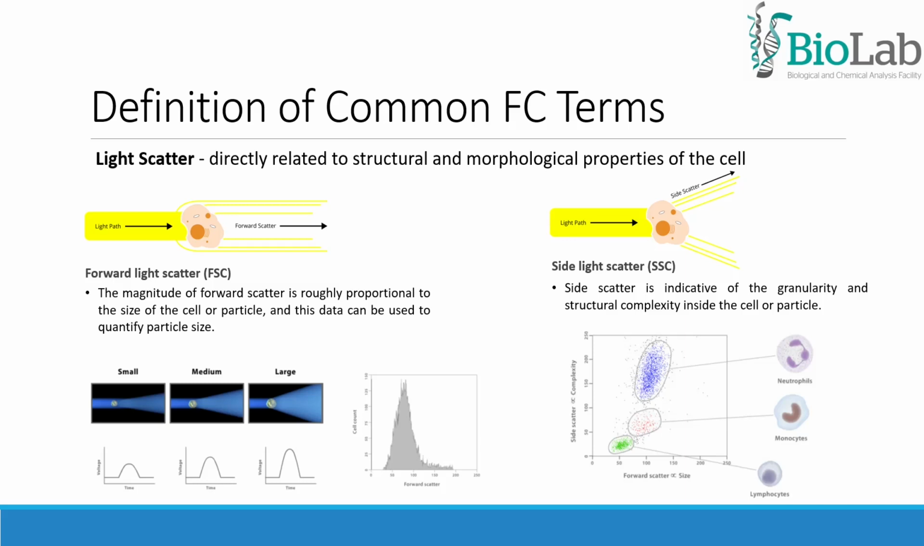The forward scatter or low-angle light scatter is the light that is scattered in the forward direction as a laser light strikes the cell. The magnitude of forward scatter is roughly proportional to the size of the cell or particle. Indeed, this data can be used to quantify particle size. Side scatter is defined as the light that is scattered at larger angles. Side scatter is indicative of the granularity and structural complexity inside the cell or particle.